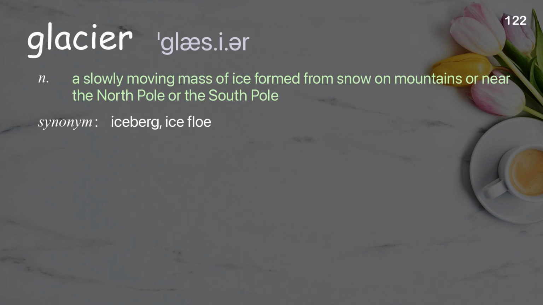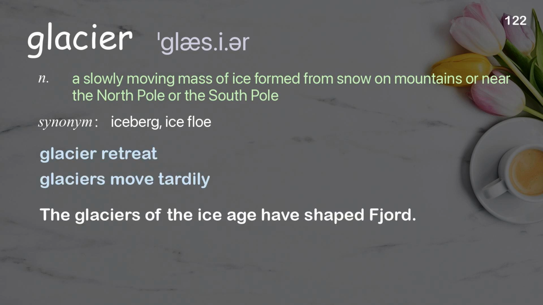Glacier. A slowly moving mass of ice formed from snow on mountains or near the North Pole or the South Pole. Examples: glacier retreat, glaciers move tardily. The glaciers of the Ice Age have shaped fjords.